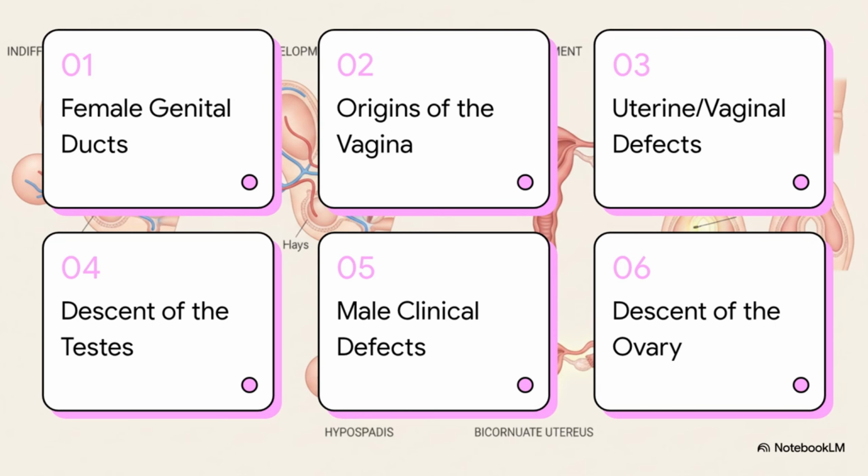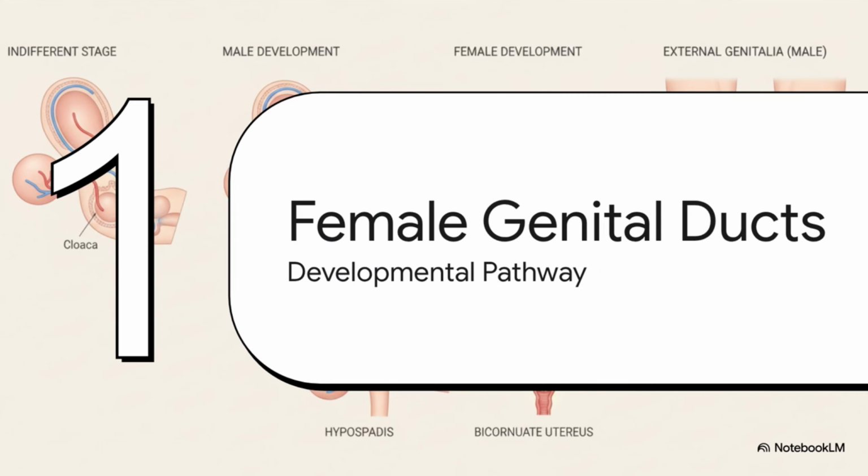Here's our roadmap for this explainer. We'll start with female genital ducts development, move into the dual origins of the vagina, and look at uterine and vaginal defects. Then we'll switch gears to the descent of the testes, touch on hernias and cryptorchidism, and wrap up with the descent of the ovary. Let's get started. Okay, let's dive into Section 1, female genital ducts development.